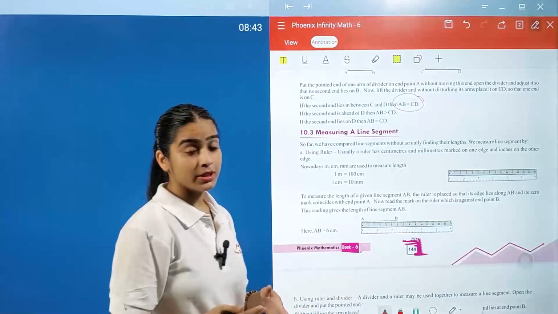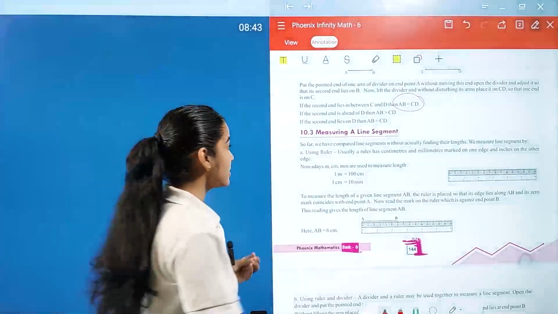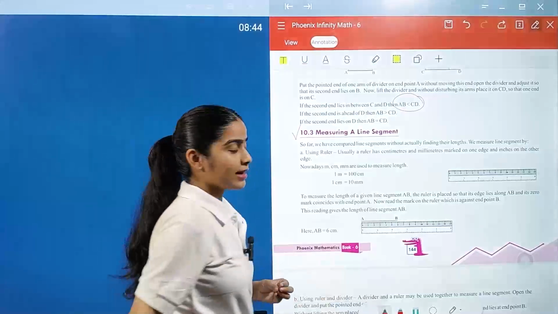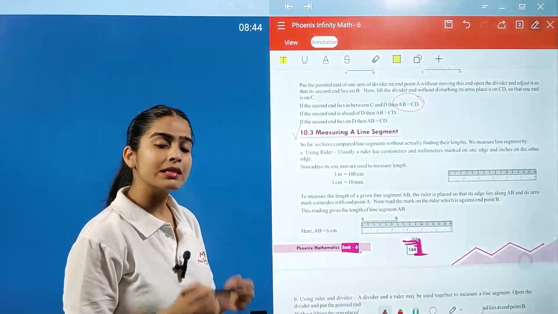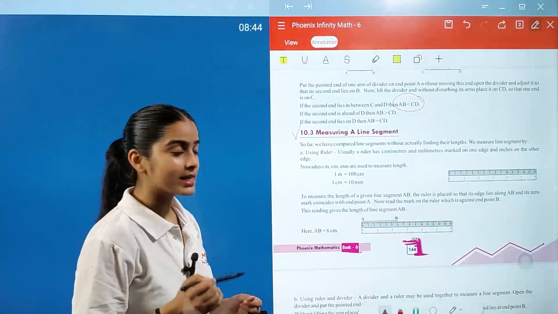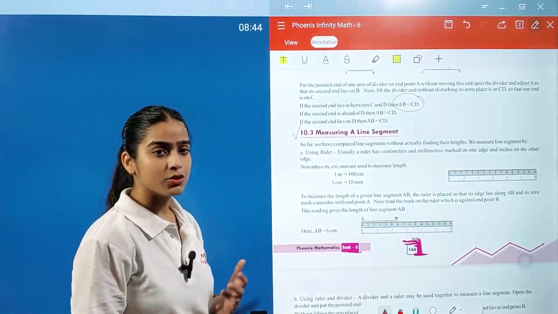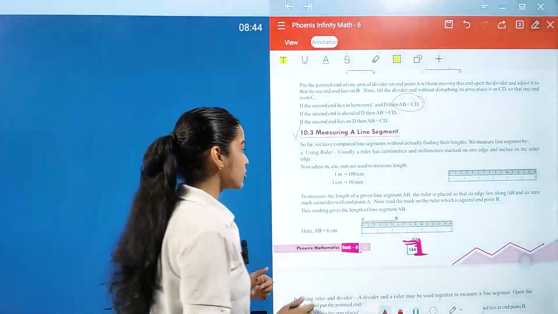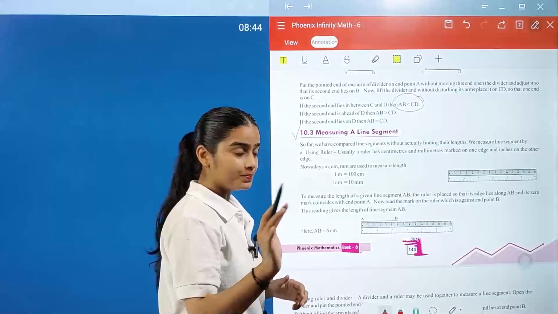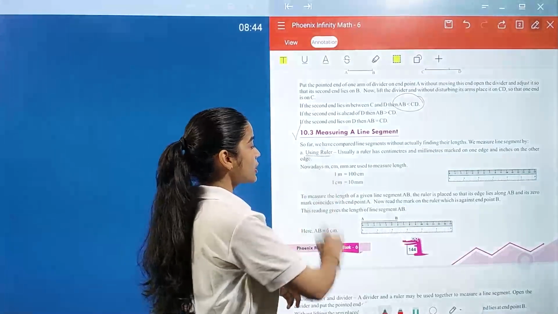Now the real method to measure your line segment is your ruler, right? With the help of your ruler, you can easily measure the length of any line segment, and then you can tell me or anybody else which one is greater or which one is smaller. So for example, first of all, we have to start with using a ruler.